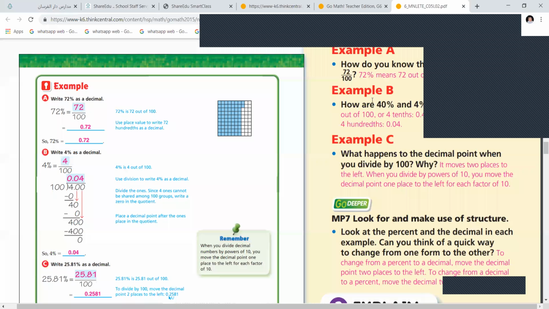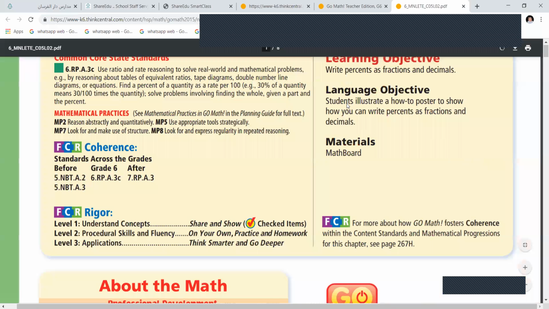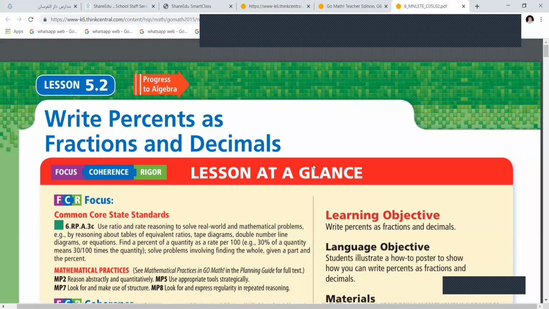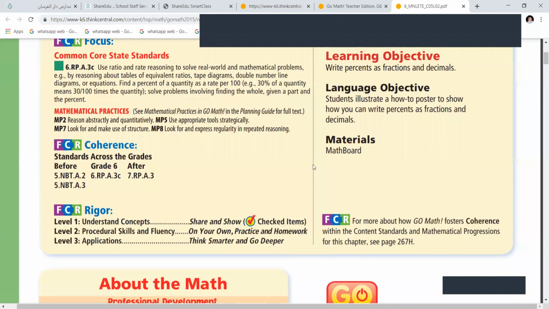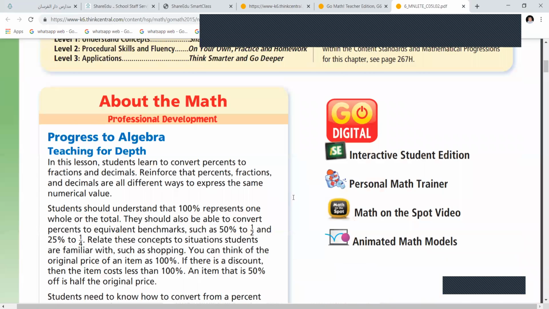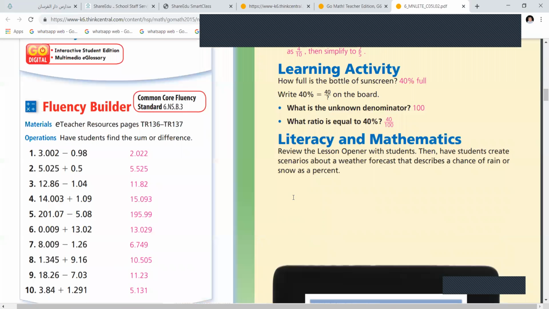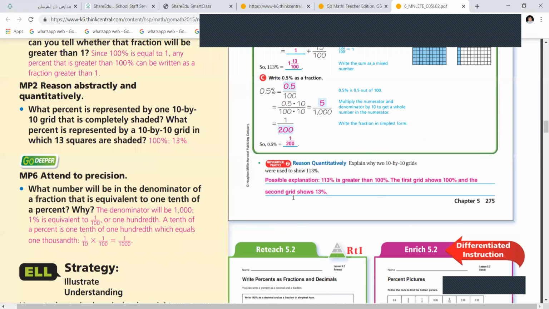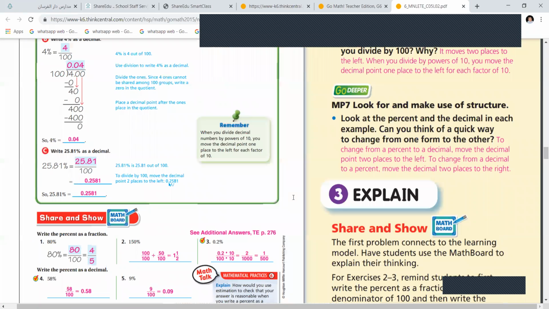So girls, let us begin with lesson 5.2, write percents as fractions and decimals. Please turn to page number 276.